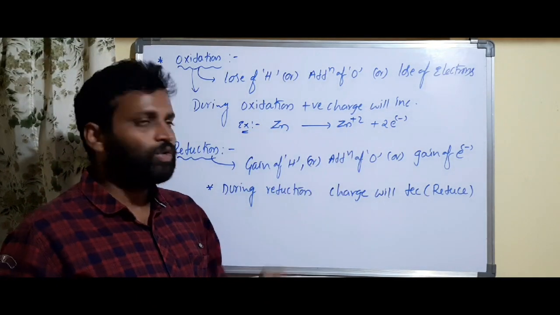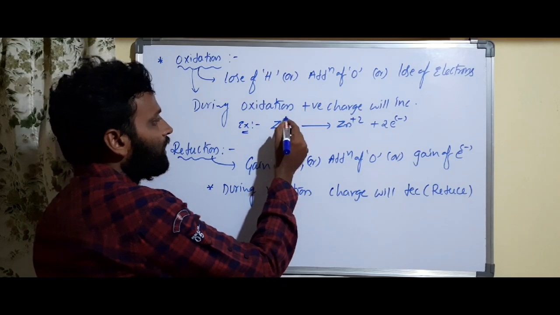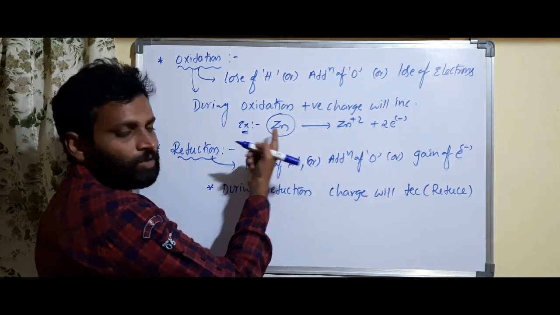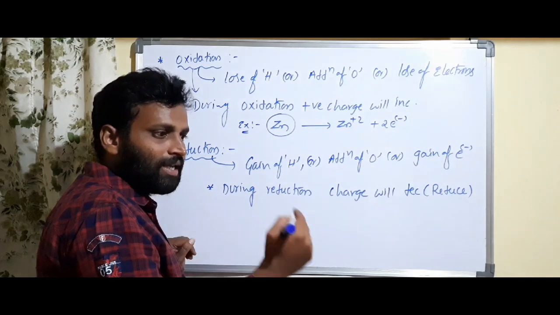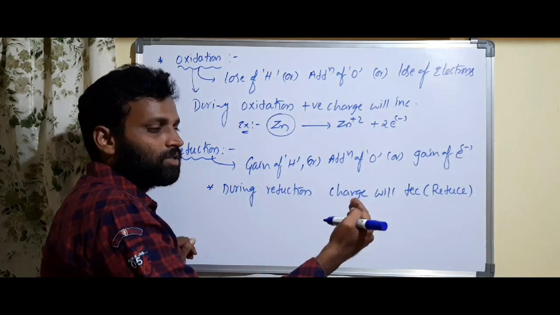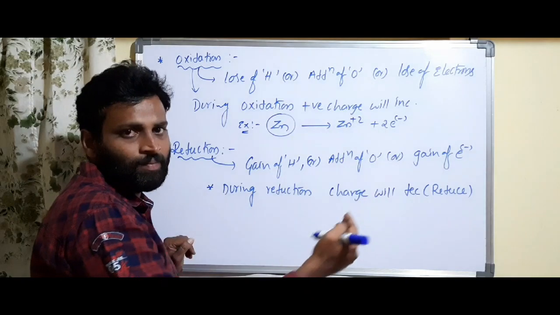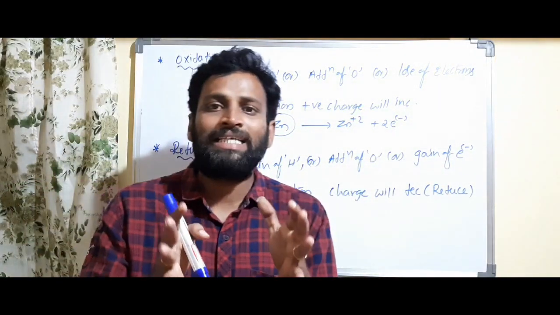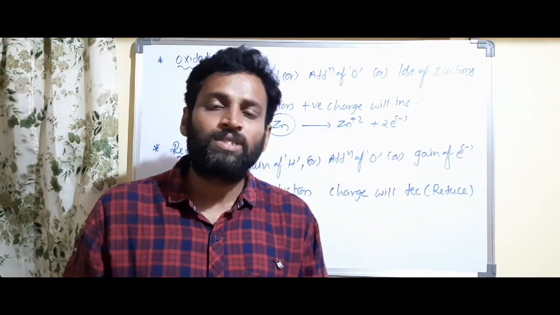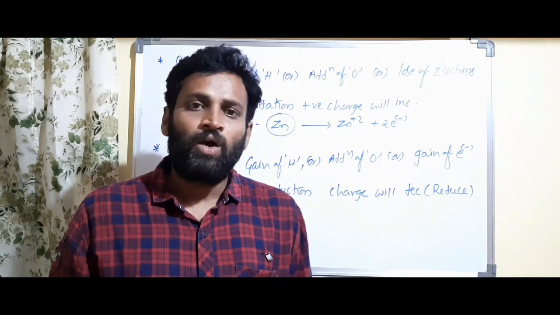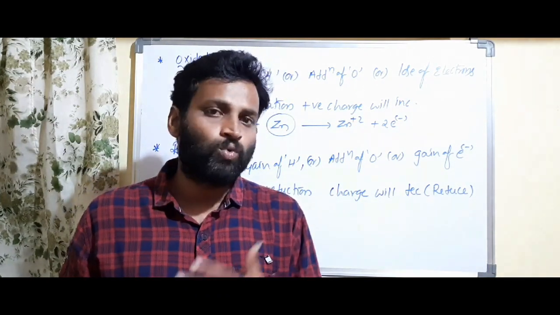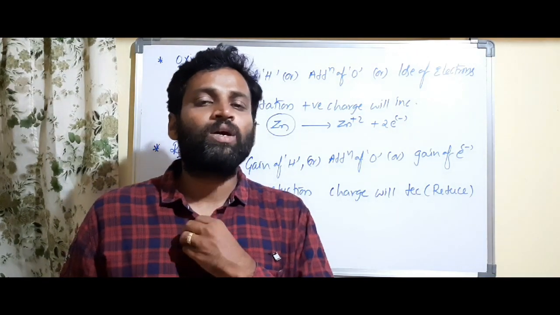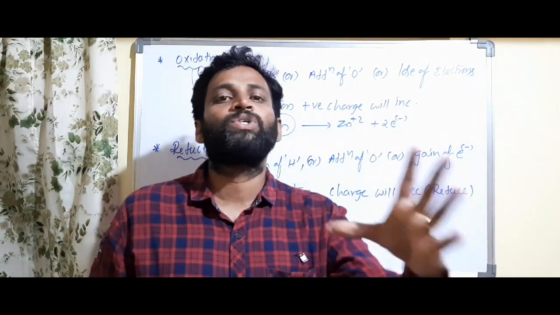Zn converted to Zn2+. Charge individually. Here, any charge? For a neutral element, there is no charge. For any neutral substance which exists in elemental state. Elemental state means how they exist in nature. Hydrogen, how does it exist? H2. Chlorine? Cl2. Oxygen, O2. Nitrogen, N2. For those, charges will be 0.